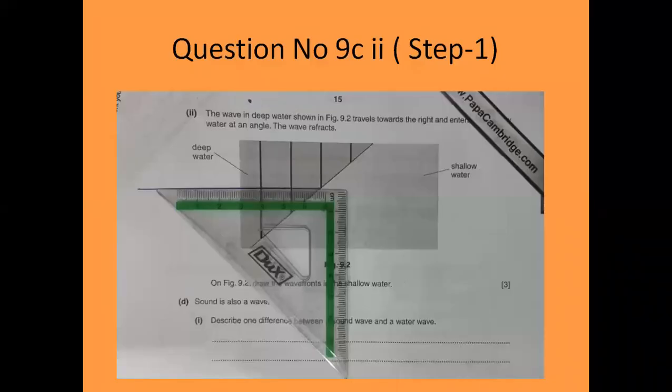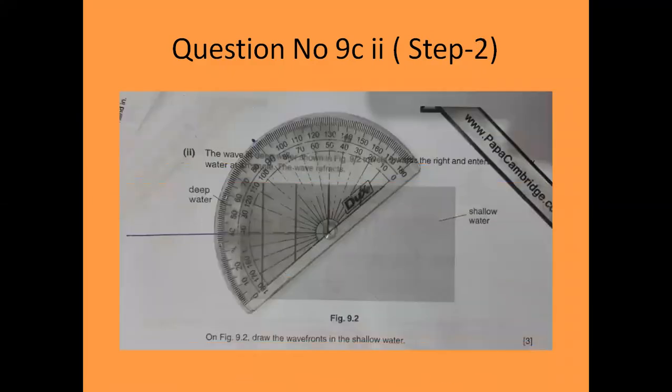So first of all, with the help of the set square, I will draw the direction line. Basically, the direction line means the direction of the wavefronts in the deep water. You can see I'm using a set square to draw the direction line. And here is the direction line. This shows the direction of the wave. And this is perpendicular to the wavefronts. You can see the angle to the wavefronts is 90 degrees. So this blue line basically tells you the direction of the wavefronts in the deep water.